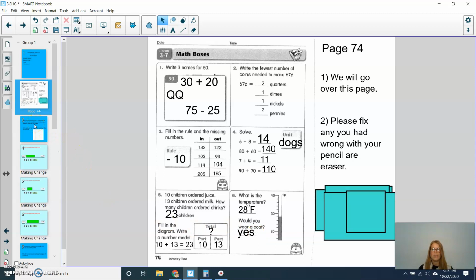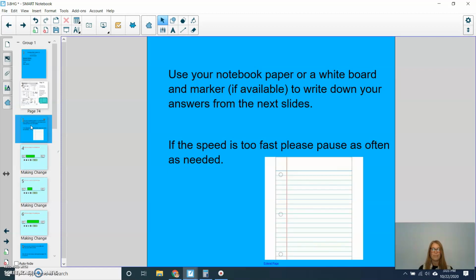If you're noticing that you have any mistakes, please check those and fix them with your pencil and eraser before moving on to the next slide. If you could use your notebook paper or a whiteboard and marker, if the speed is too fast, please pause as often as needed.